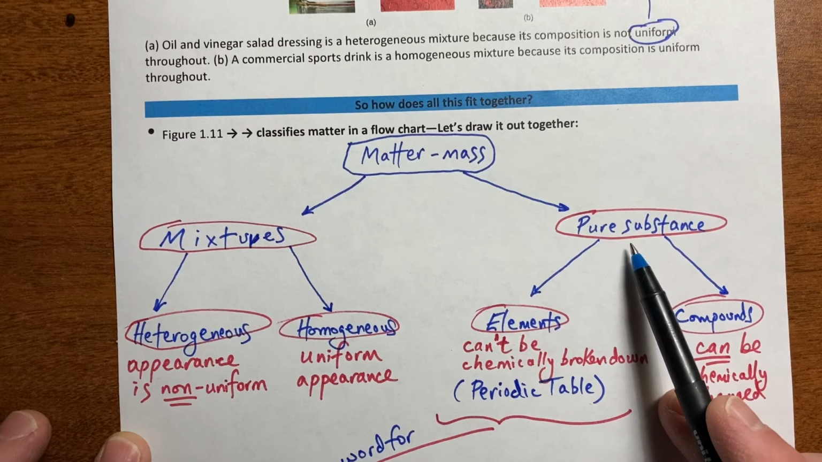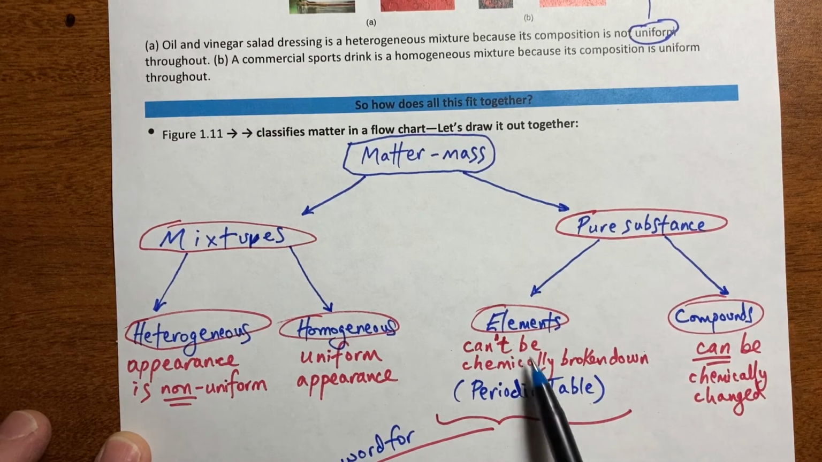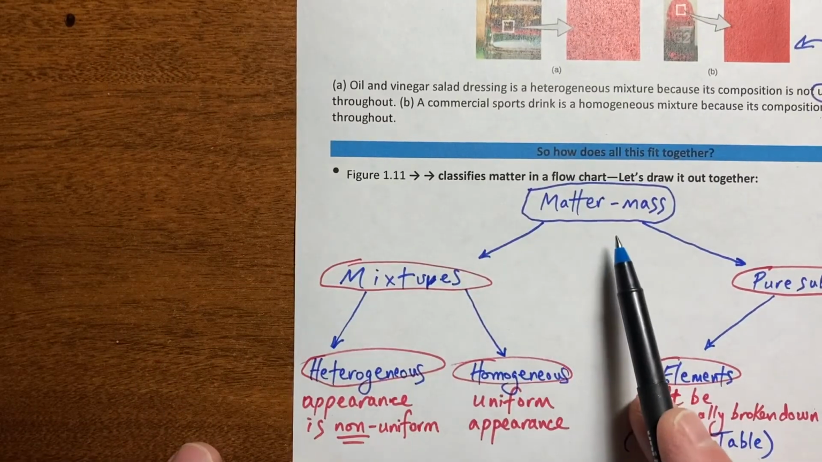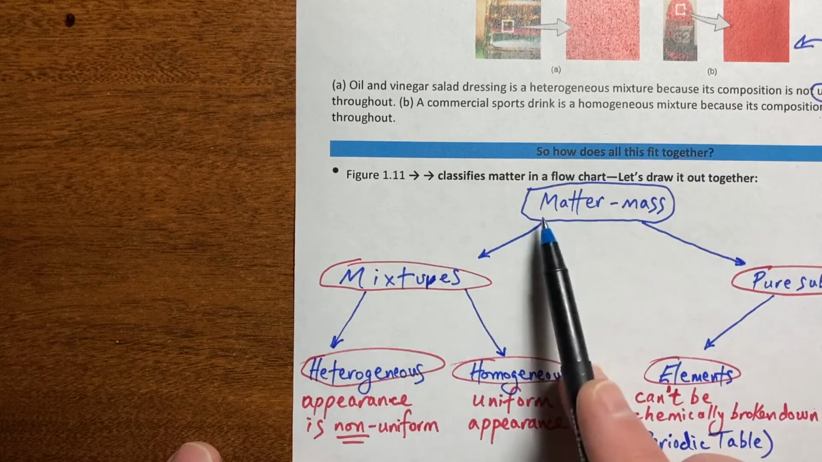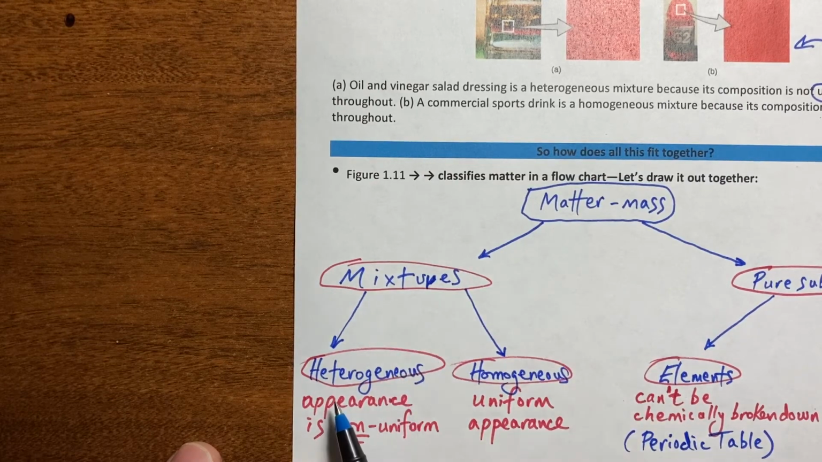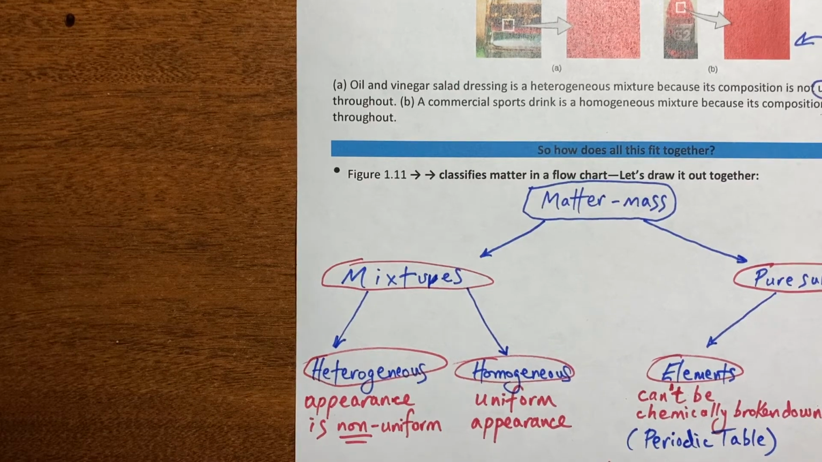If the pure substance cannot be broken down chemically, you have an element, which are those symbols, those 110 or so different atoms, which we call the chemical elements. And again, if it is made up of two or more pure substances, you have a mixture, and mixtures are classified as either heterogeneous, which is a non-uniform appearance, or homogeneous, which is a uniform appearance.